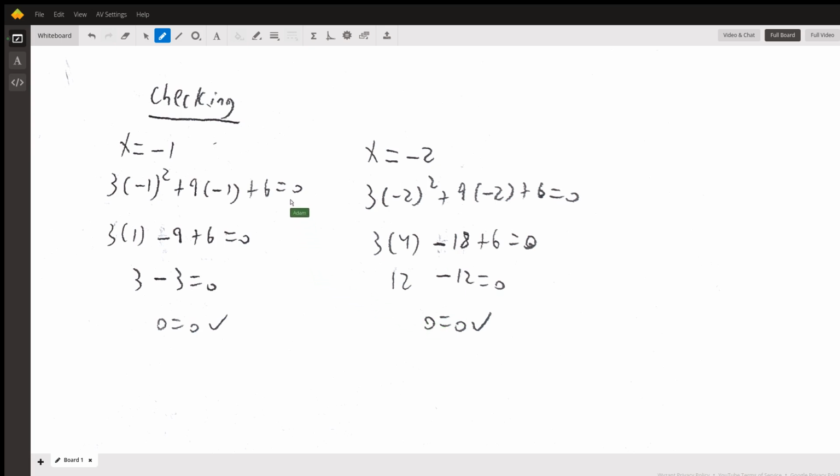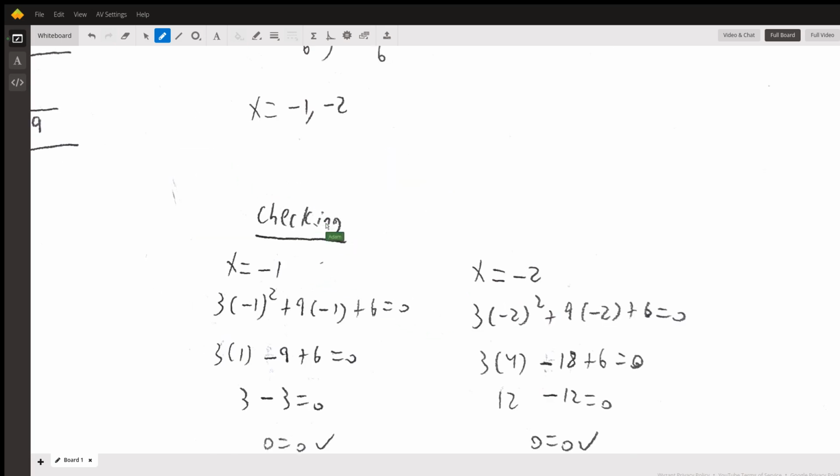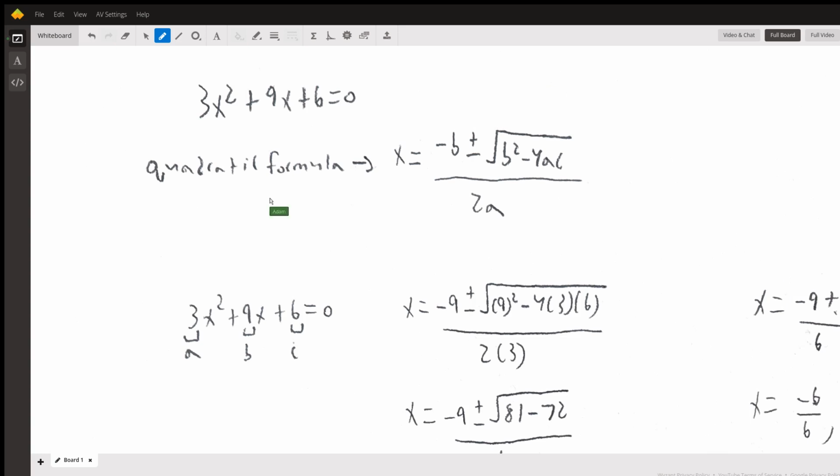So we have proven using the quadratic formula to solve this equation here, 3x squared plus 9x plus 6 equals 0, that the values of x, rather, are negative 1 and negative 2.